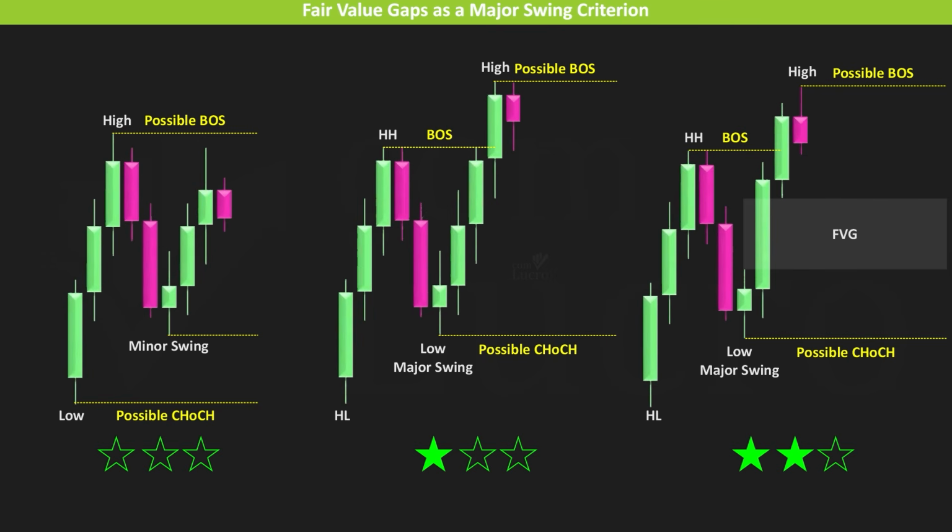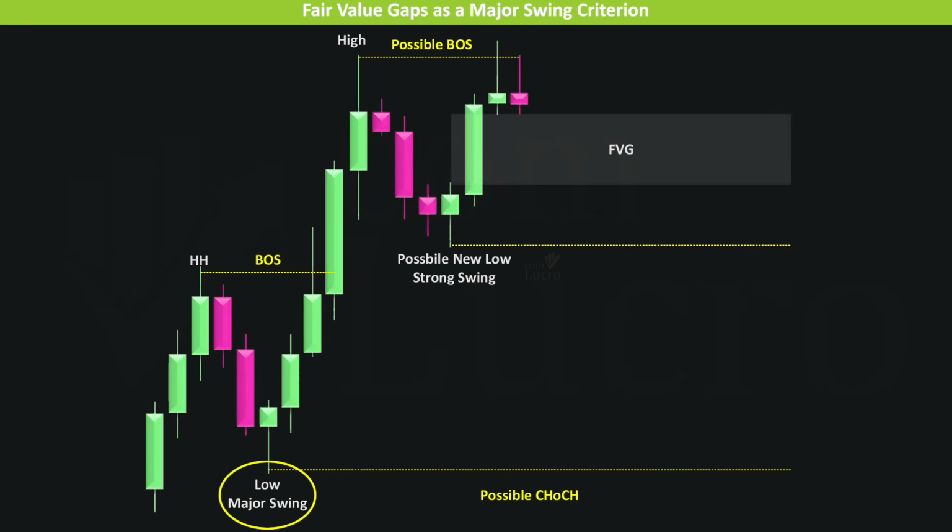Up to this point, we have covered two criteria that define a swing point as important and major. Before moving into the third and final criterion, let us examine a trading idea. Here, we have a major swing low that initiated this break of structure. We also see another swing that created an imbalance.